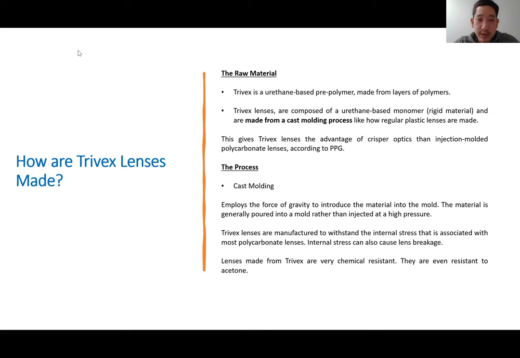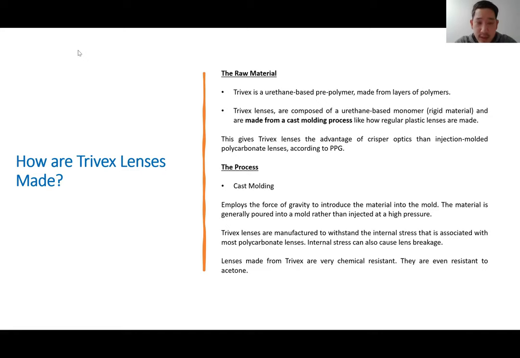So the process that the Trivex lens undergoes is what we call cast molding. This employs the force of gravity to introduce the material into the mold. The material is generally poured into a mold rather than injected at high pressure. So Trivex lenses are manufactured to withstand the internal stress that is associated with most polycarbonate lenses. Internal stress can also cause lens breakage, right? Lenses made from Trivex are very chemical resistant. They are even resistant to acetone.